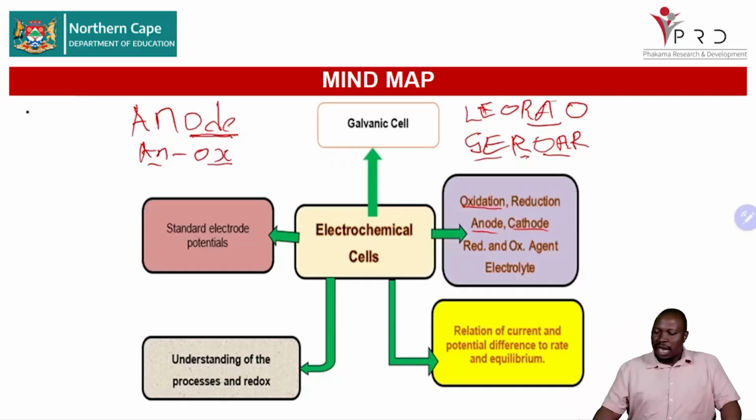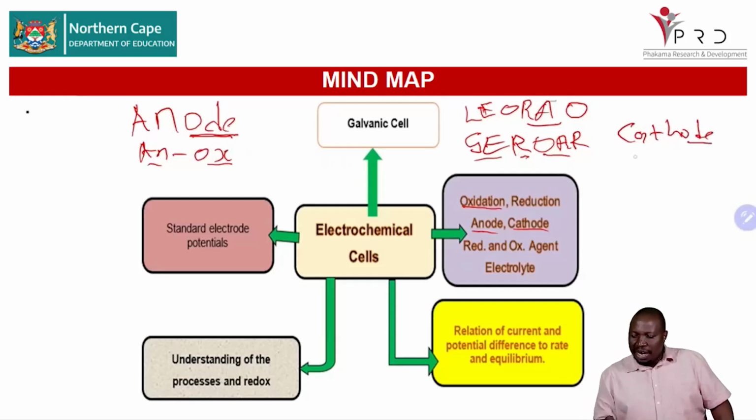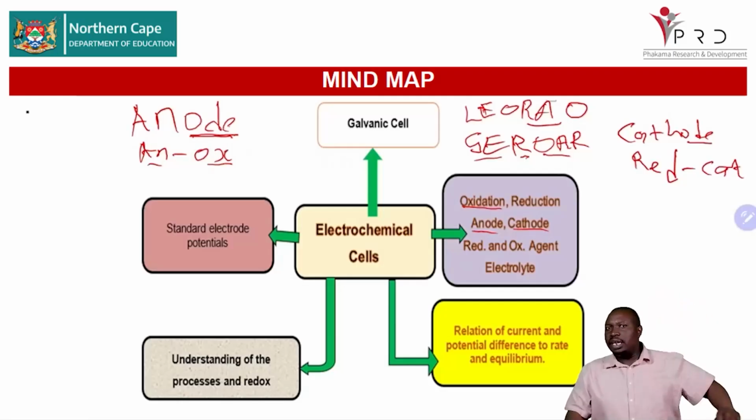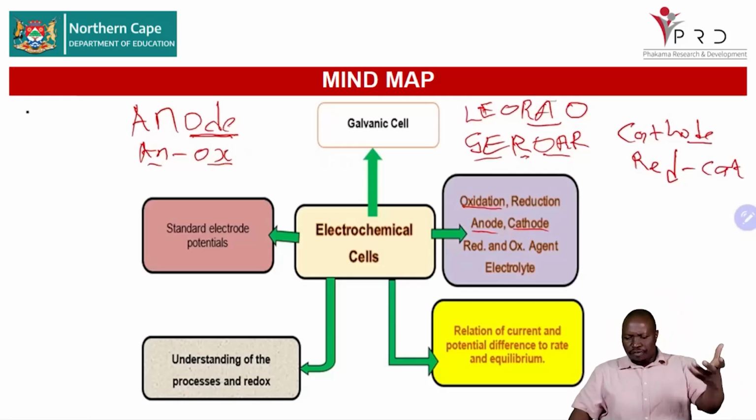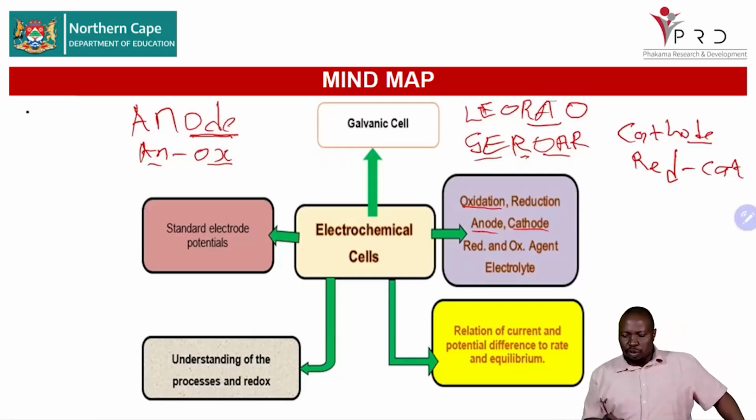And a cathode, we write cathode with a positive there, so that you don't forget that a cathode is a positive electrode. This one is an electrode where reduction takes place. Hence we say red cat. The red cat is there to remind you that the cathode is the electrode where reduction occurs. And we said reduction is gaining of electrons. So we always want to ensure that when it comes to definitions, you do very well.